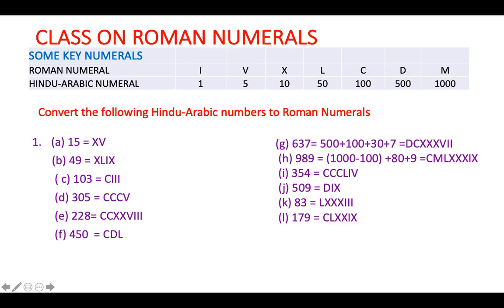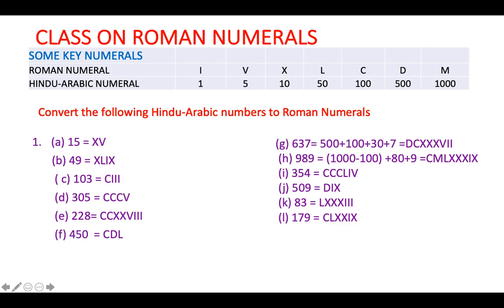So I have put C on the right-hand side of D, that means 500 plus 100, that is 600. Now 30 means 10, 10, 10, that means XXX. Now 7, that means V, I, I. So my number 637, my Hindu-Arabic number 637, I will write as DCXXXVII. So this is the 637.